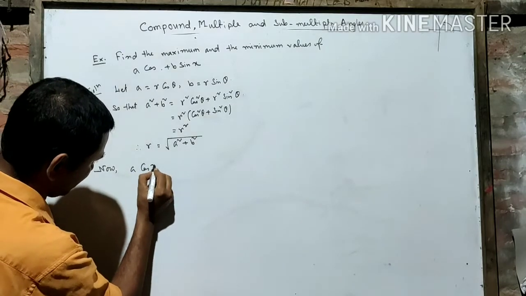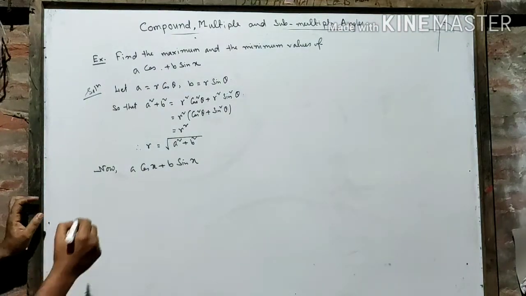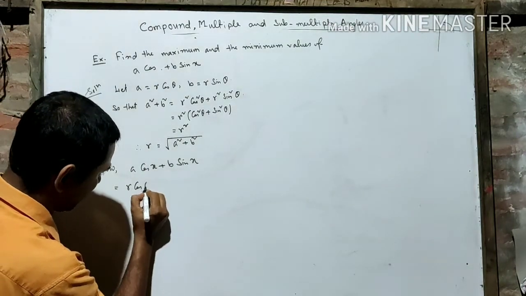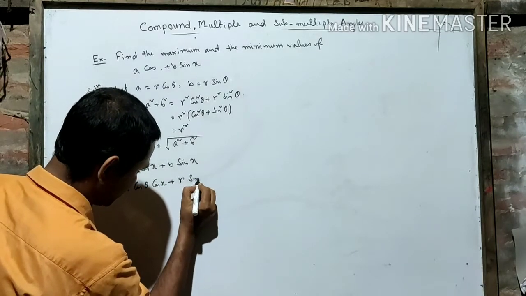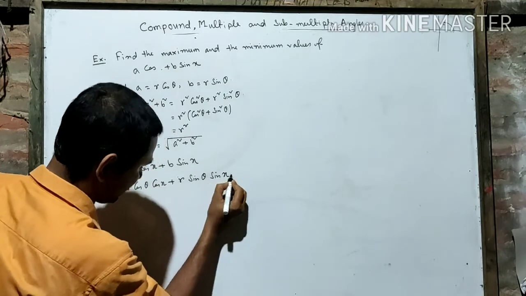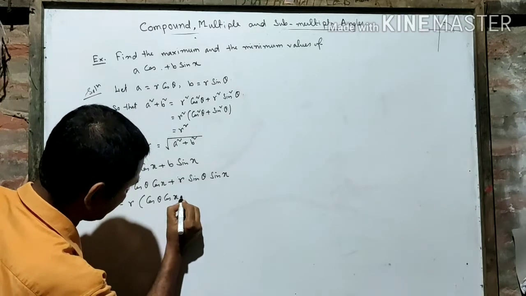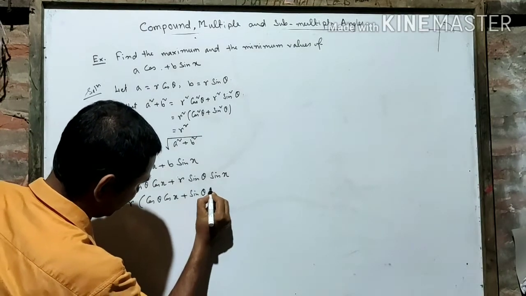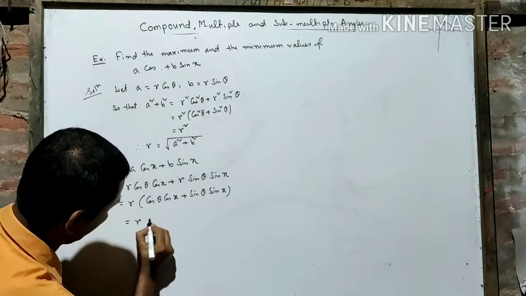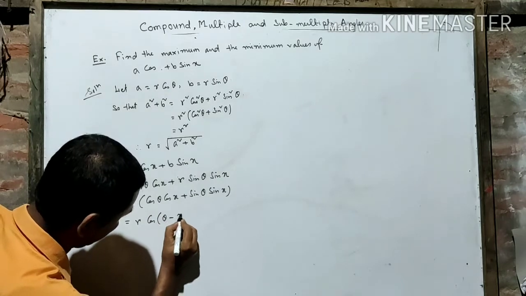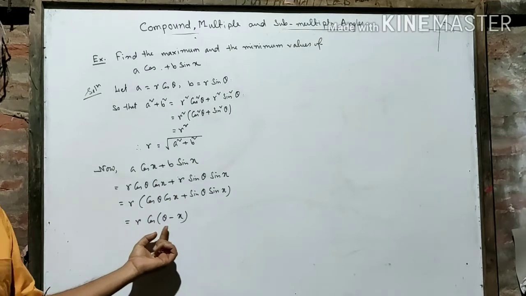Now, A cos x plus B sin x is equal to, A means R cos theta into cos x, plus B means R sin theta into sin x. Take R common. This is cos theta cos x plus sin theta sin x. This is equal to R into cos of theta minus x. So the value of A cos x plus B sin x is equal to R into cos of theta minus x.